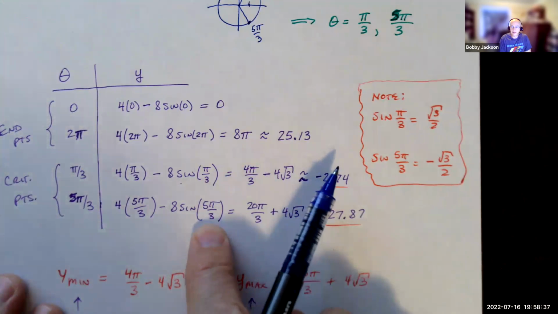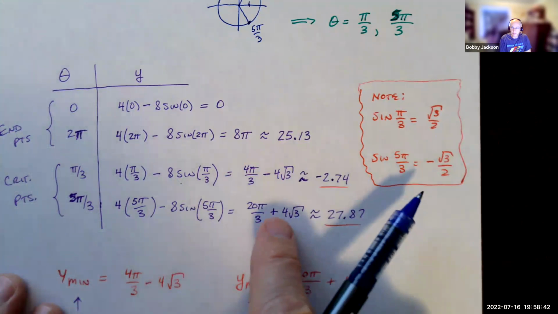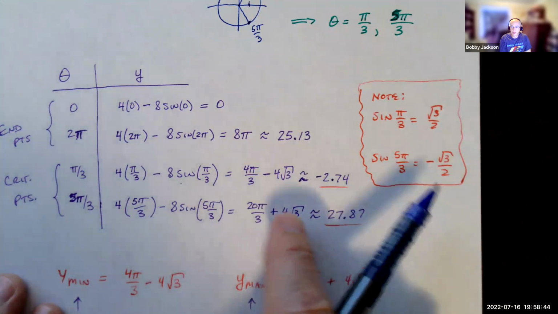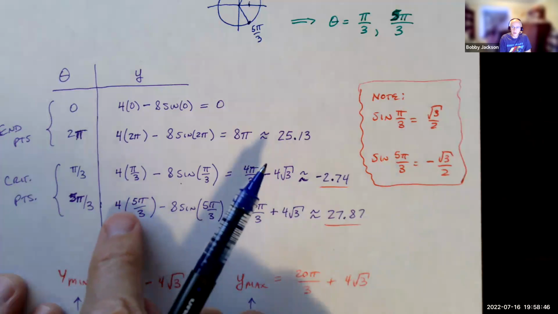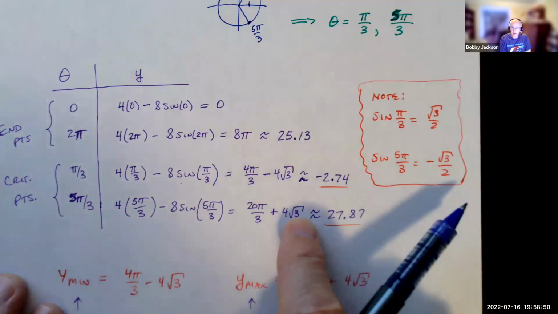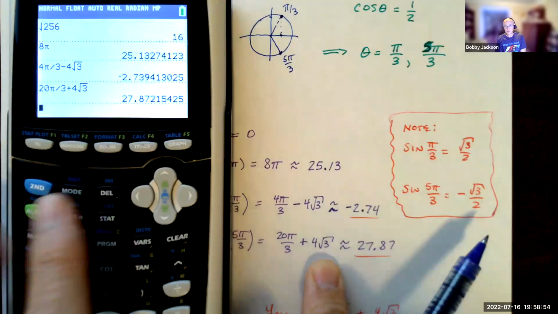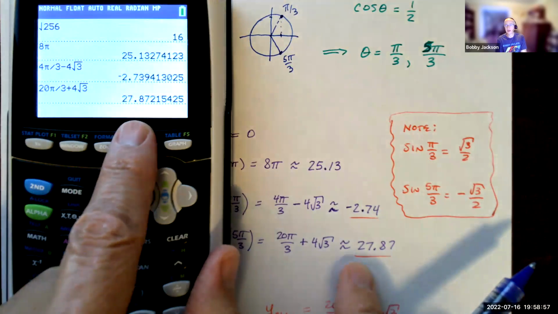Similarly, I evaluate the original function at 5 pi over 3. Here I'm taking sine of 5 pi over 3, which is negative square root of 3 over 2. So minus a negative makes that positive 4 square root of 3 as opposed to negative. Of course, here 4 times 5 is 20 pi over 3. This is the exact value. Approximate that with my calculator again, as I've done here. And you get about 27.87.